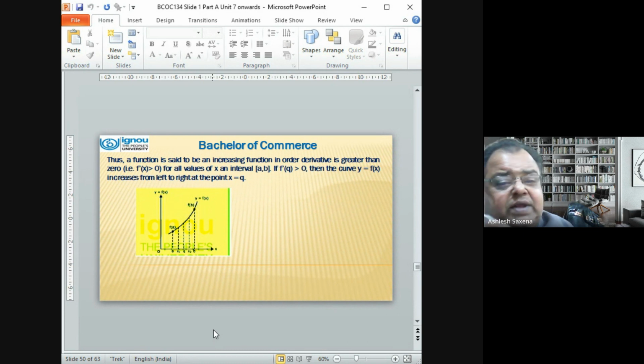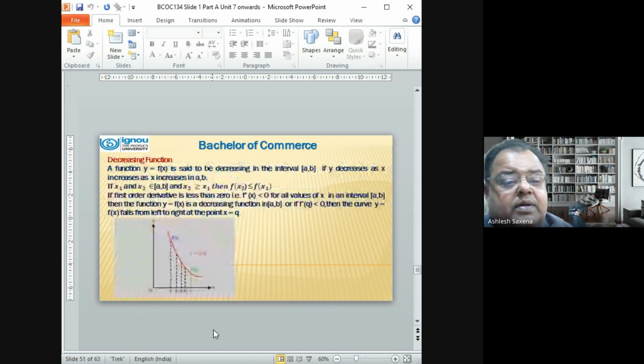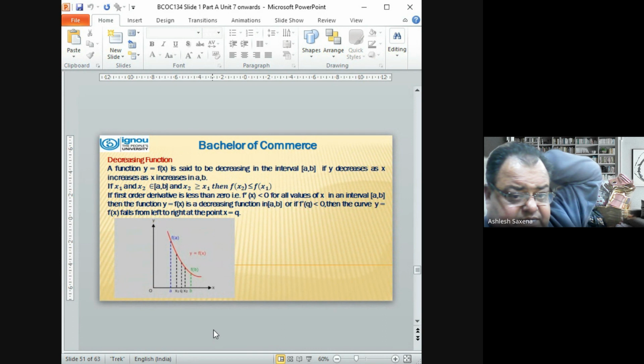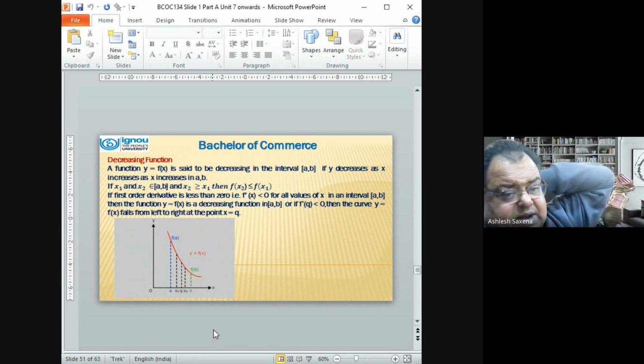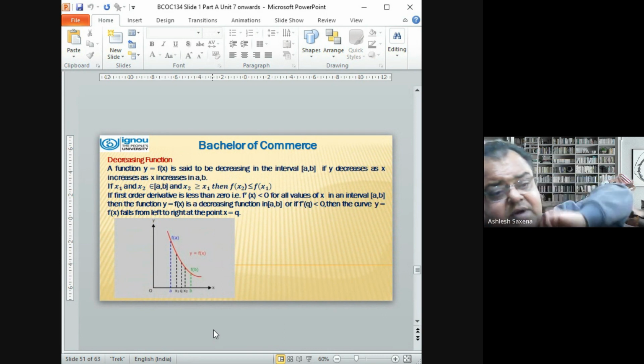Now you can see when the graph is increasing, the curve y is equal to f(x) increases from left to right as at the point x is equal to q. It's coming up. Now you can see exactly the reverse will happen in a decreasing function. Here x2 will be greater than or equal to x1. You can see at the respective value of x is equal to q, the graph is falling down.